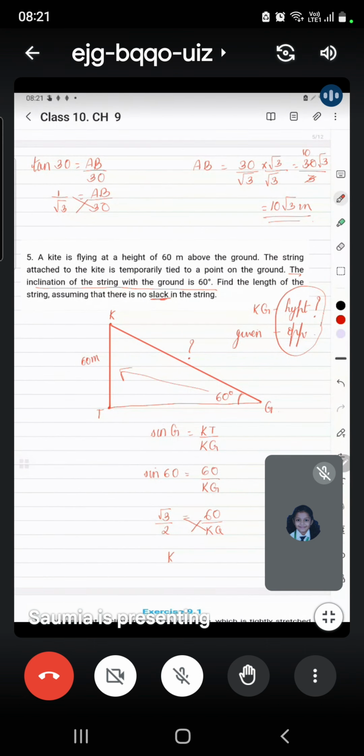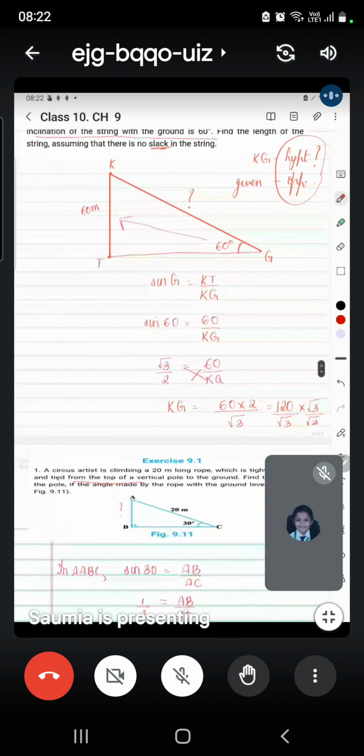Cross multiply. So you will get KG is equal to 60 into 2 upon root 3. Correct? Yes, ma'am. So 120 by root 3. But it is irrational. So rationalize it. So what will you get? 120 root 3 upon 3. So 40 root 3. 40 root 3 will be the answer.